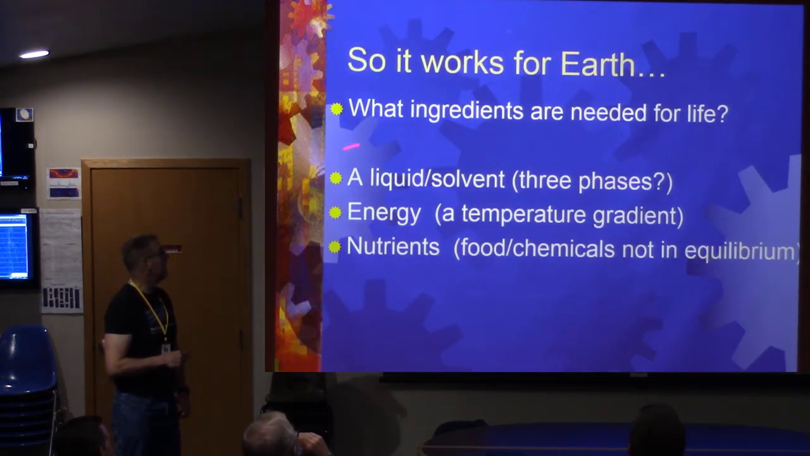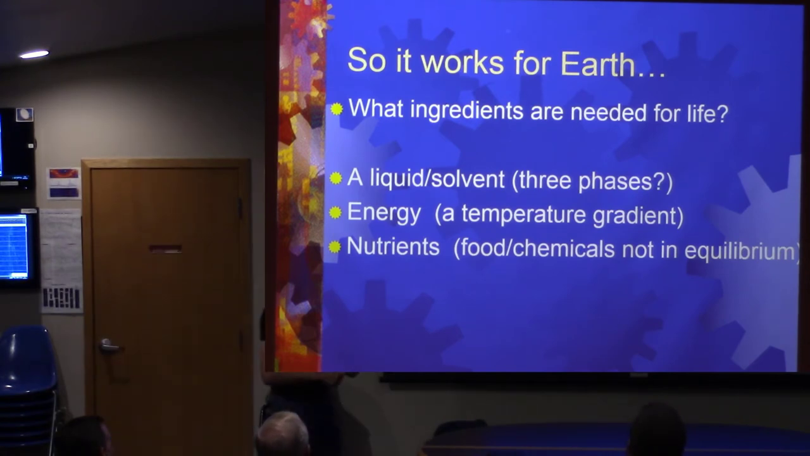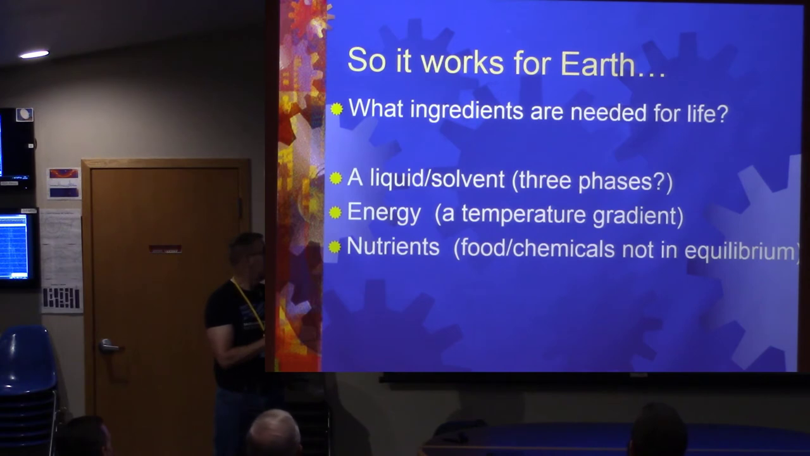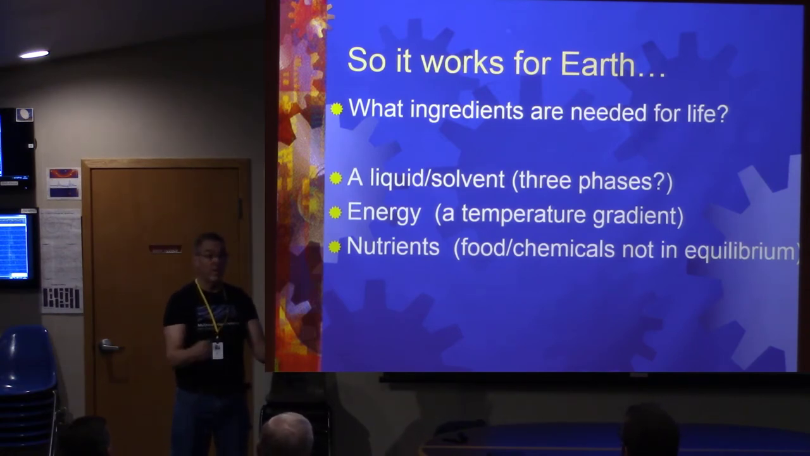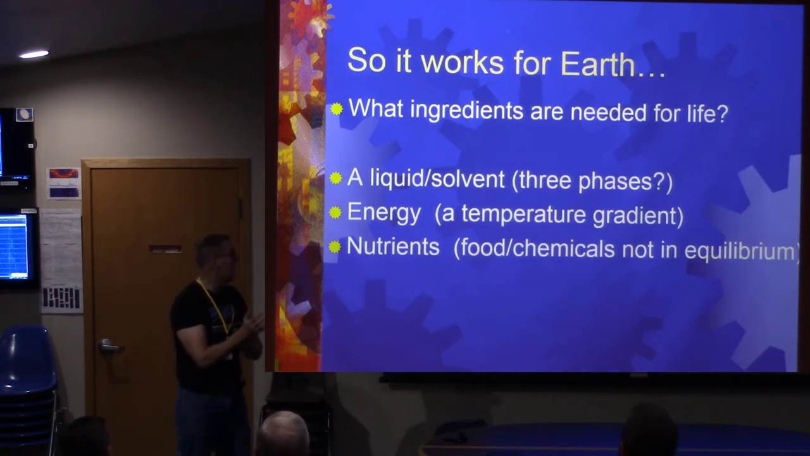So if it works on Earth, what are the ingredients needed for life? You need a liquid and a solvent. Possibly it's helpful to have it in three phases. Our solvent of choice is water. And what's really interesting about water as a solvent is it is a polar molecule. So you have a little more of a negative charge on one side, where the oxygen is, and a little more positive charge on the hydrogen side of the molecule. And so it's a pretty good solvent. I mean, we use just plain water to clean a lot of stuff around the house and in the kitchen sink. It's only when you get the fatty, greasy stuff that we have to pull out soap, but it does a great job cleaning stuff.